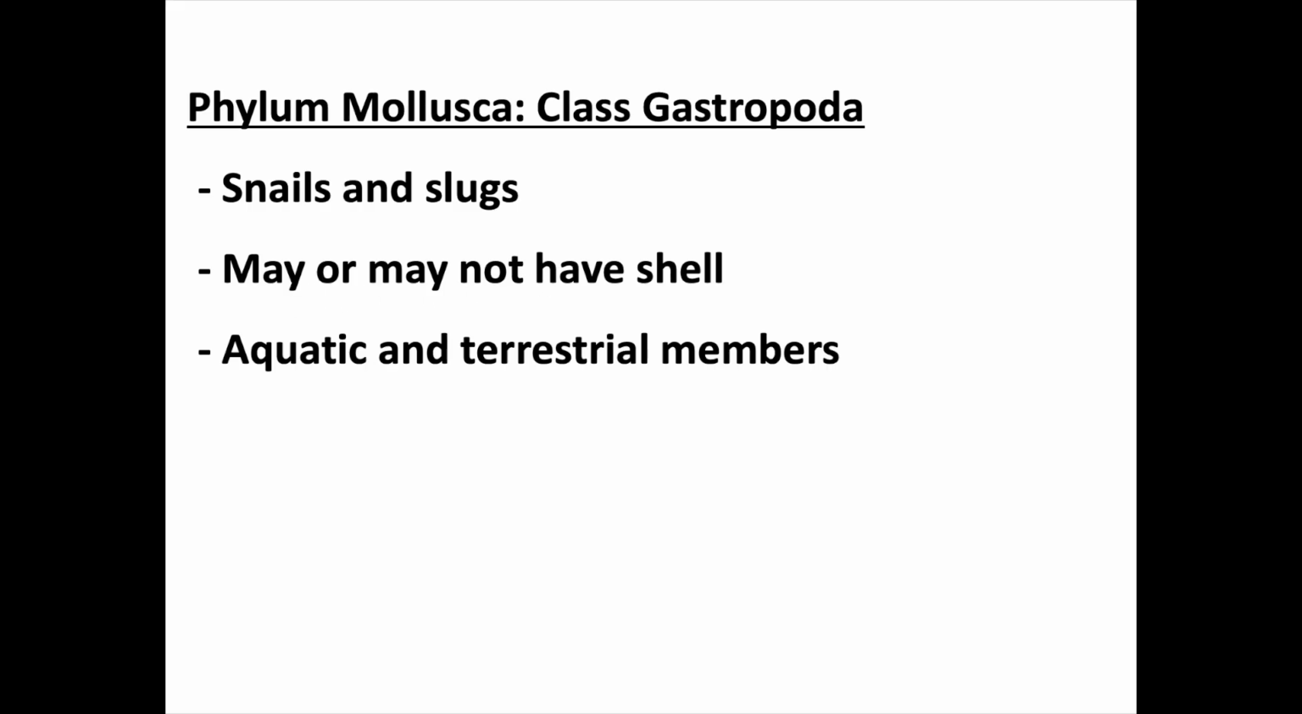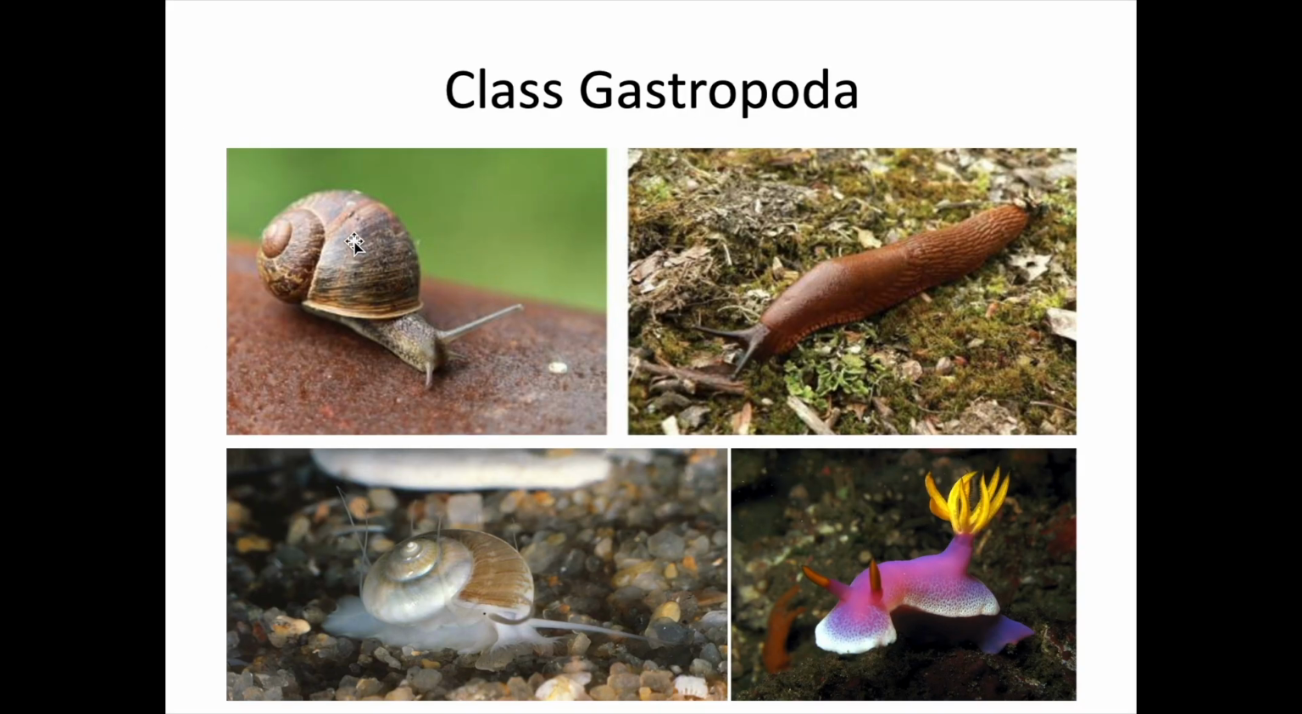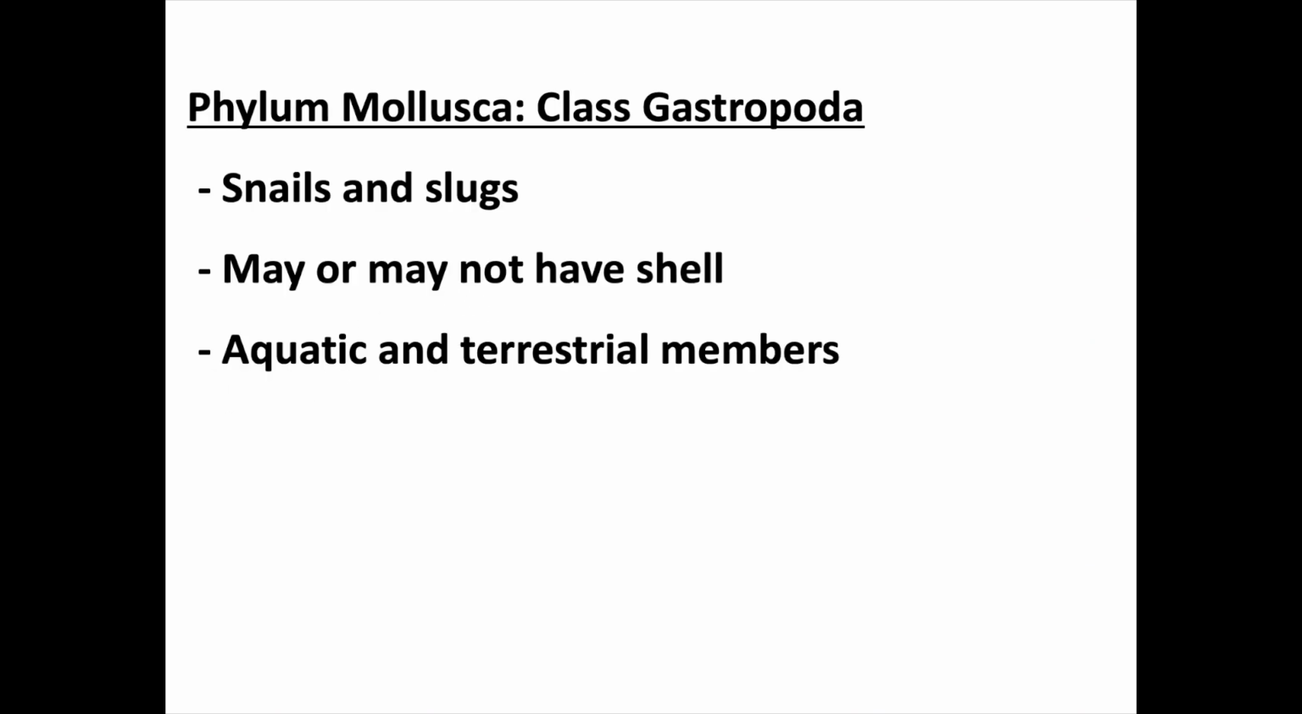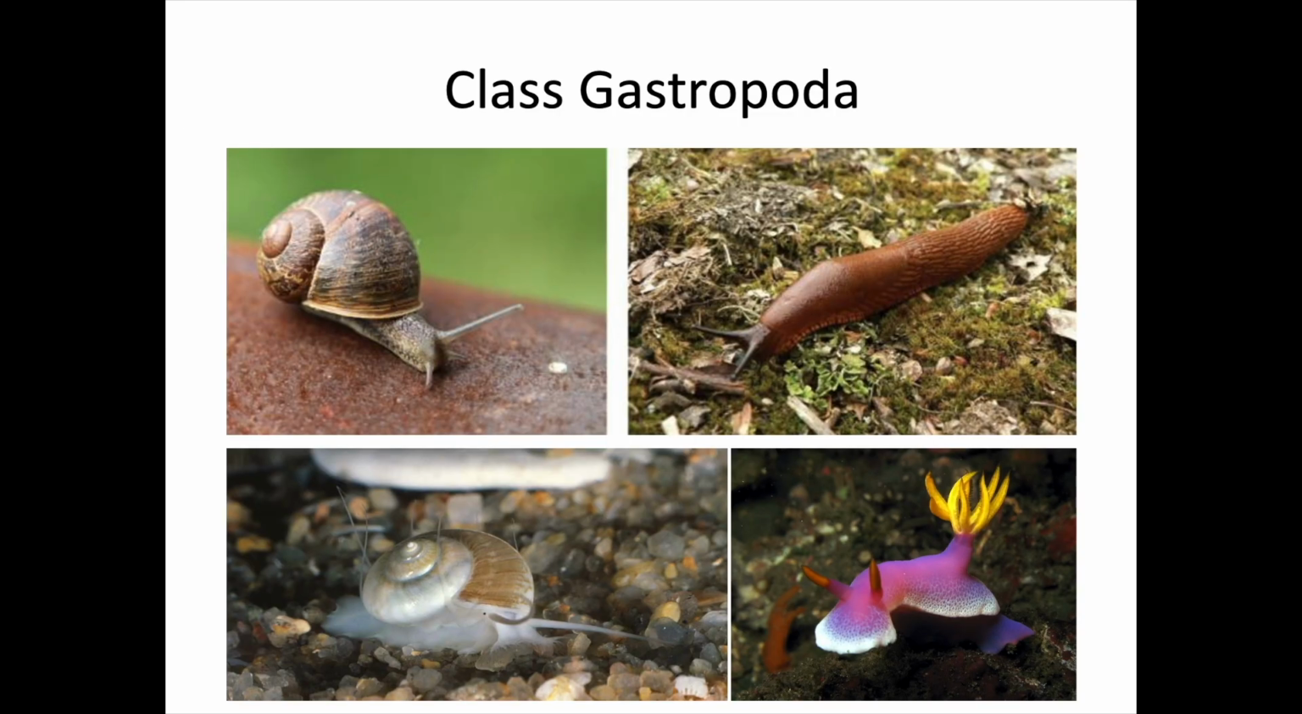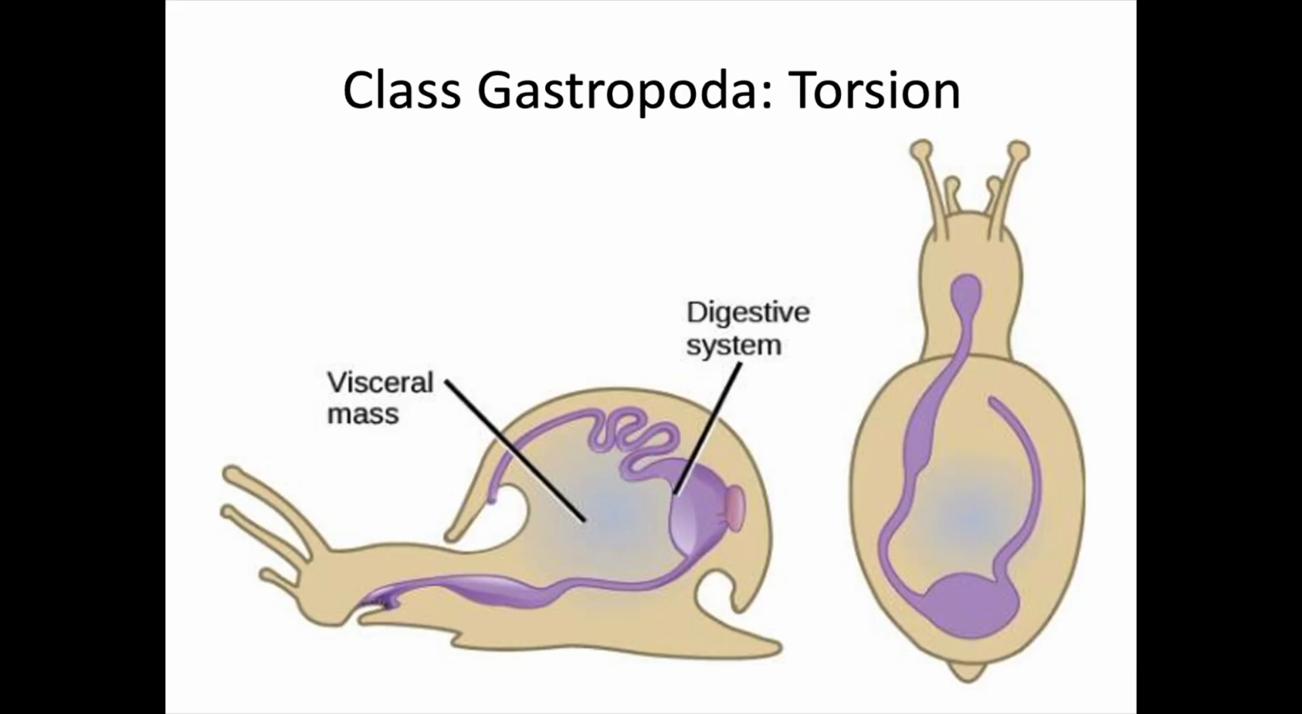They may or may not have a shell. Again, snails have shells, slugs do not. And yeah, plenty of these are terrestrial, but there are lots of these that are aquatic as well, either marine or freshwater. So aquatic or terrestrial members. Now that we're getting into things that we're all familiar with, you could see in your common backyard, or maybe you've eaten some of these before, I want to talk about something weird about a pretty common organism, and that is something called torsion.